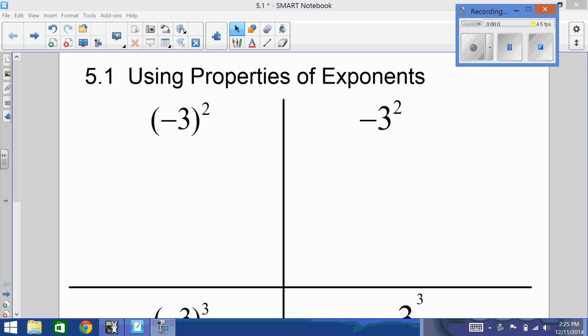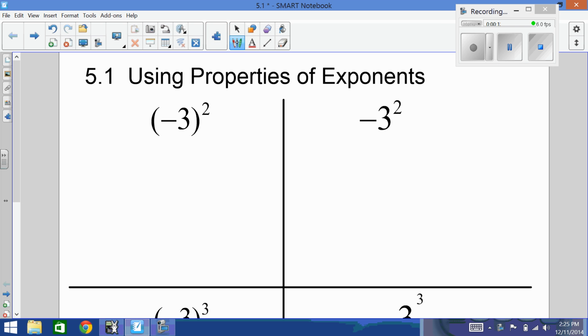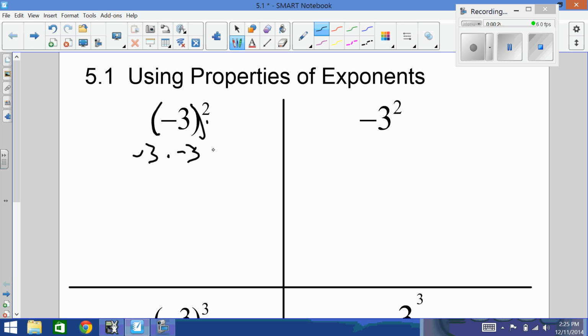Before we actually start 5-1, I want to go over these 4 examples of using properties of exponents. If you notice here, the square is on the outside of parentheses. So that means you take the -3 and multiply it by itself 2 times. That's what it's telling me. So that gets me a +9.